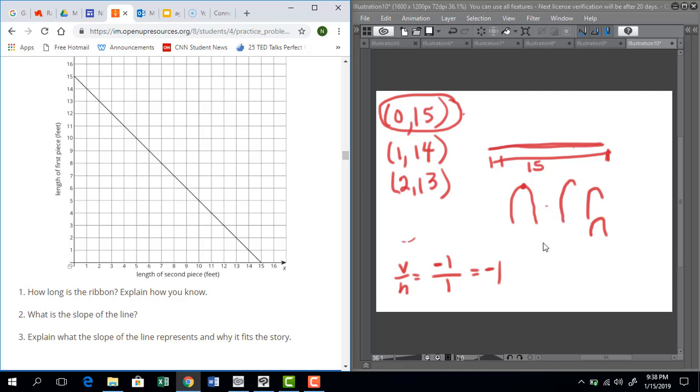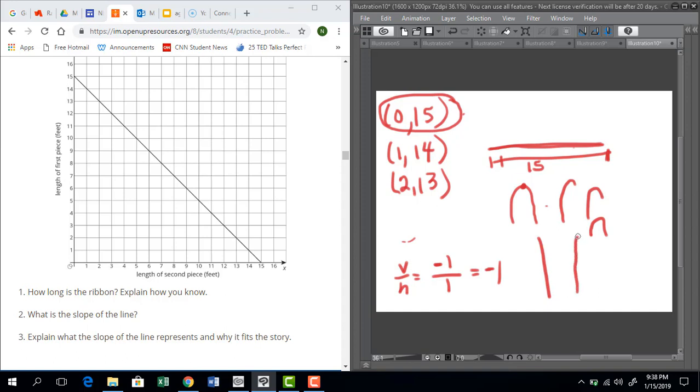So instead of being a straight line at 15 feet, I took it and bent it so that a foot of it folds over. I lost a foot from this piece, but I made a second piece that's a foot long. So every time I lose a foot from one side, I gain a foot on the other side, until eventually the ribbon is going to be 2 equal pieces like that.